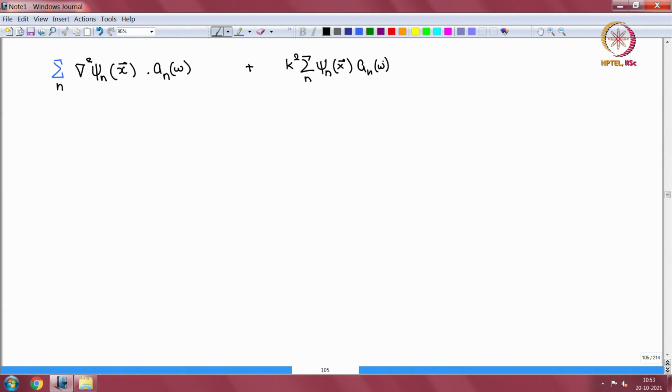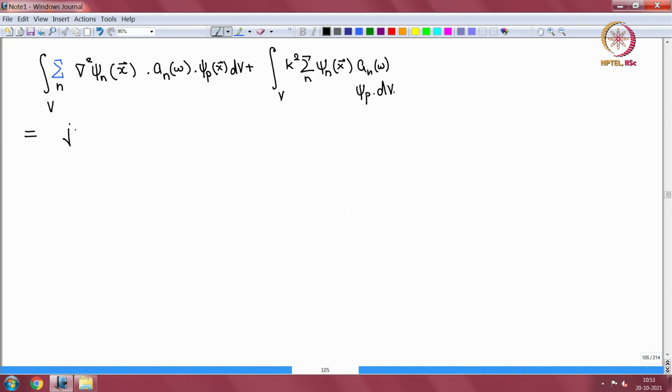Okay. Now we multiply this by a different mode shape psi p and dv. Similarly, psi p dv, and integrate over the volume. Integrate over the volume. We do the same on the other side.